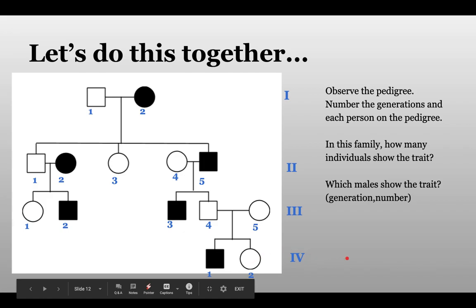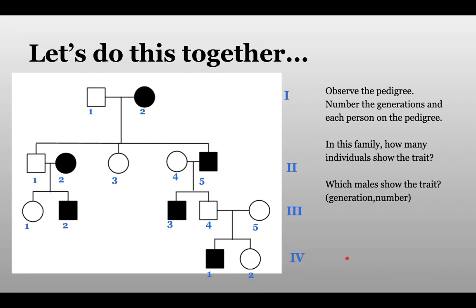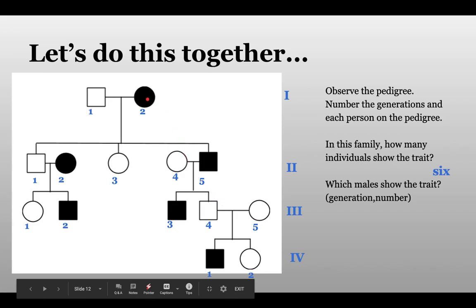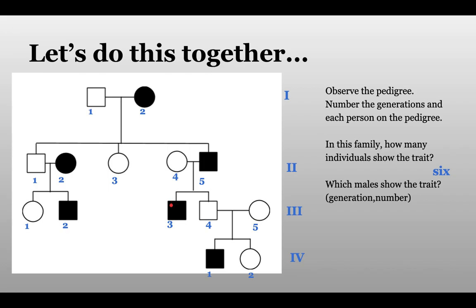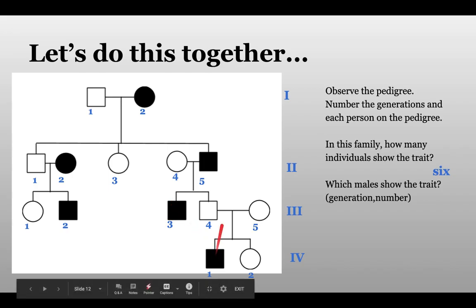Okay, the next question. In this family, how many individuals show the trait? Go ahead and look. If you need to pause it, write down your answer. The answer is 6, and we're looking at the shaded in ones for the trait. So 1, 2, 3, 4, 5, and 6.